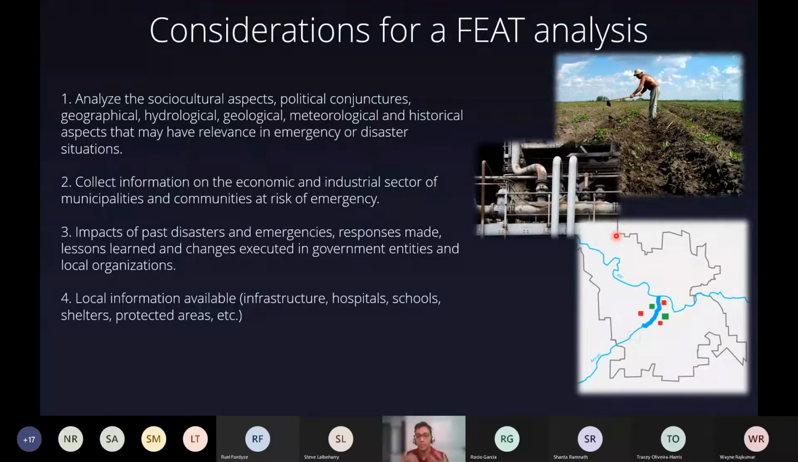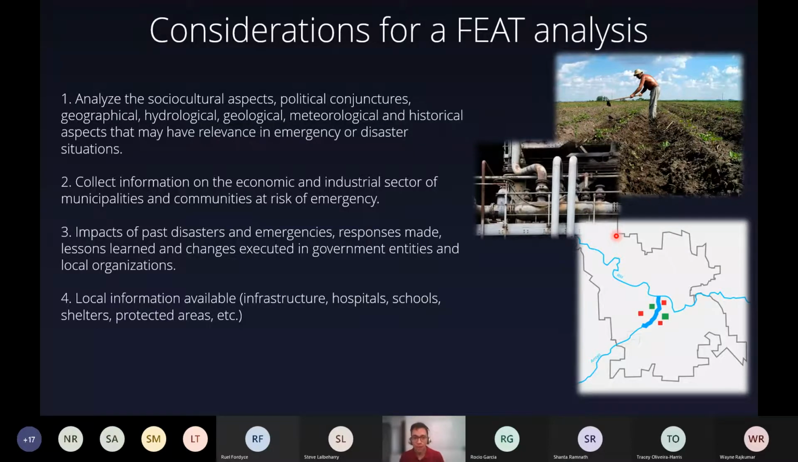And this is where you're very important, because you need to analyze the sociocultural aspects, the political conjunctures, the geographical, hydrological, geological, and meteorological and historical aspects that may have relevance in emergency or disaster situations. You should collect information on the economic and industrial sector of municipalities and communities at risk of emergency. You should also check the impacts of past disasters and emergencies, the types of responses that were provided, lessons learned, and exchanges with other governmental entities.